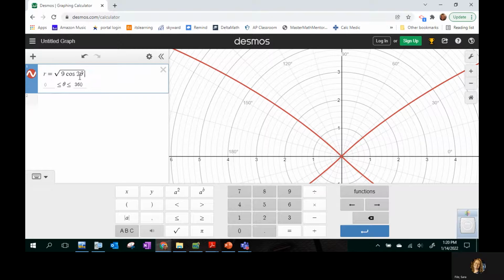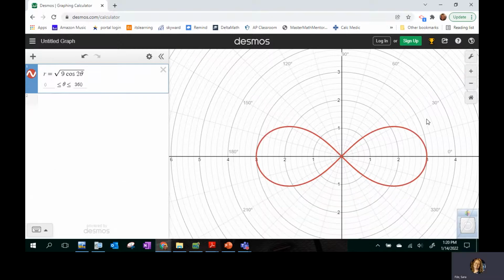Okay, and now I have that shape, that figure 8 I was looking for. Okay, so if you're wanting to graph a lemniscate, that's the format you're gonna have to put it in.